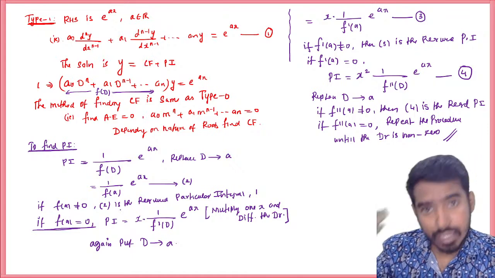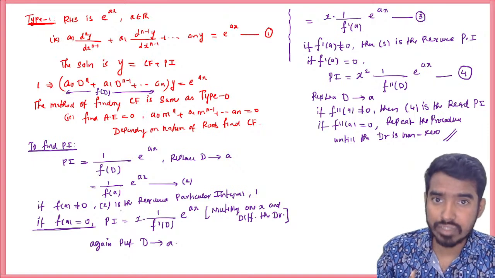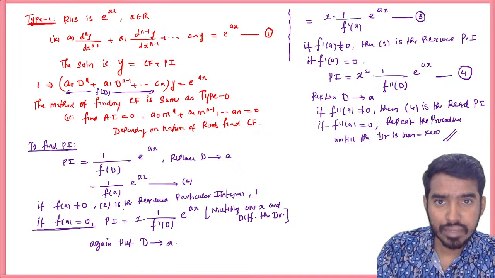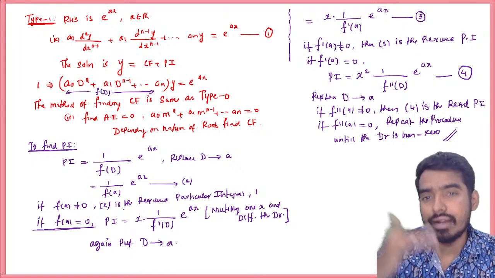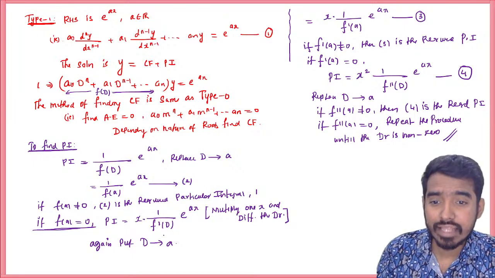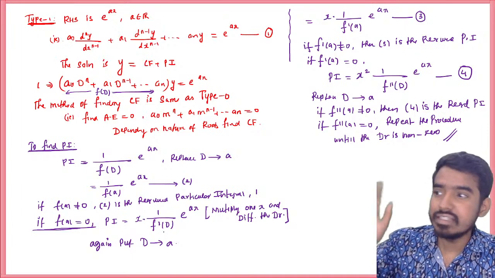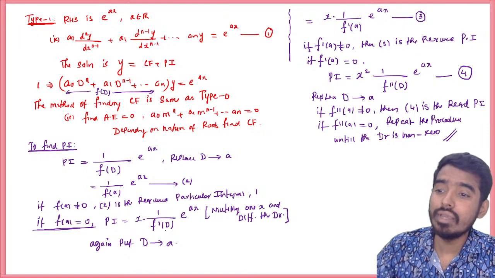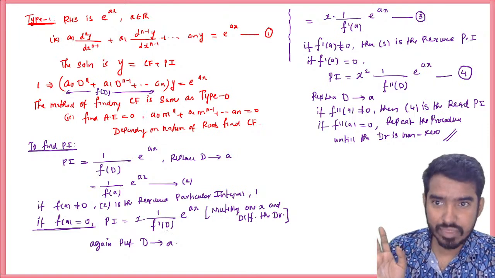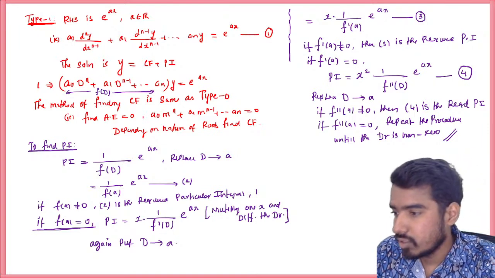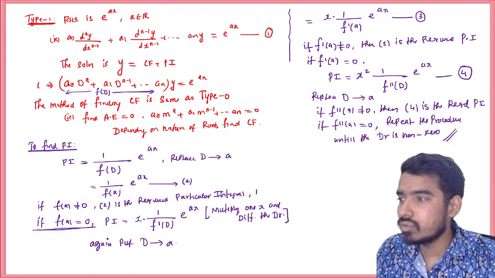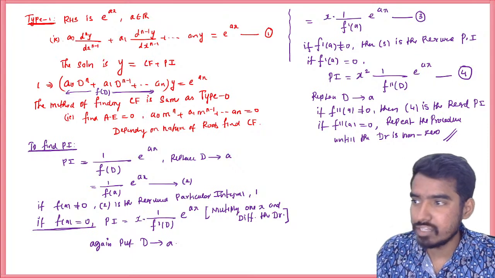Again, if it is 0, multiply by x again and differentiate the denominator once again. Again you put d equal to a. If it is 0, again you multiply by x and differentiate the denominator until you get a non-zero denominator. Is this slide clear? If this slide is clear, then we can do any problem on type 1. Very, very easy problems. The only thing is you have to understand this slide, and then after one or two problems, the problems will be very easy for you.